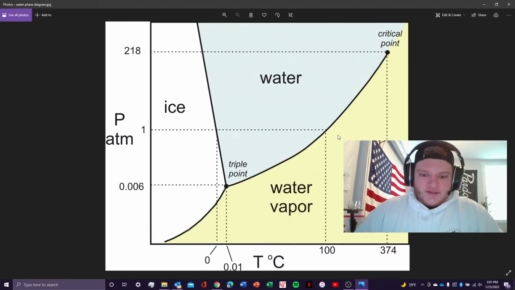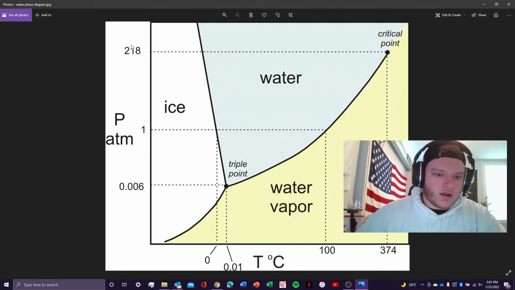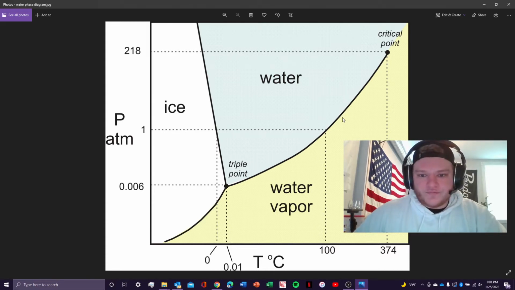Okay, so the water phase diagram is basically just a diagram explaining at what temperature and what pressure what phase water will be at. So we look here, our x-axis is your temperature in Celsius, and the y-axis is our pressure in atmospheres. So just a quick explanation of this. We can see water liquid, water vapor, and water solid ice.